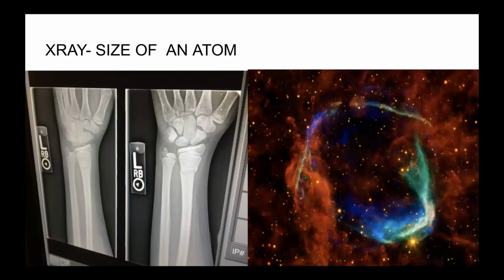Now, the next one is X-ray, the size of an atom. And that was the little thing I showed you, the X-ray of the rattlesnake.